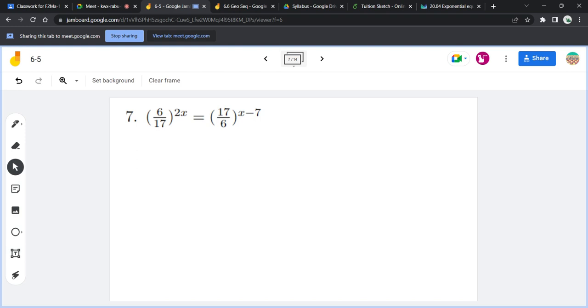So for this one, our goal is to make the base the same.